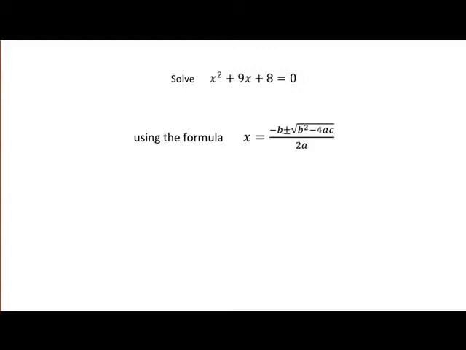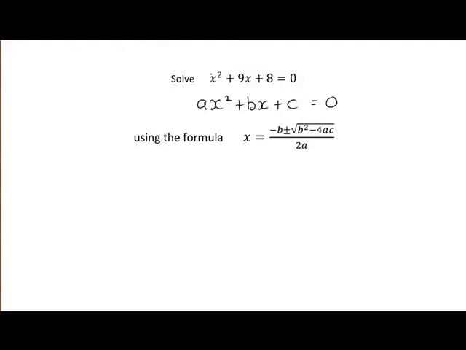Our first job when using this formula is to identify what a, b and c are so that we can substitute for those letters within the formula. So the general quadratic equation is ax squared plus bx plus c equal to naught. So a is the number in front of the x squared or the x squared coefficient, b is the number in front of x or the x coefficient, and c is the constant.